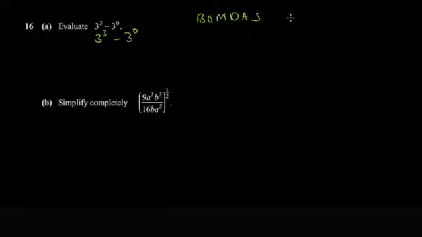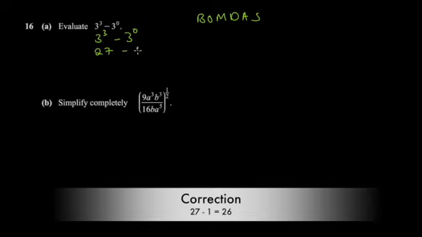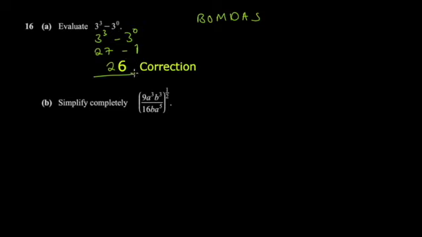What this simply means is that you simplify the brackets first and then do the orders. Orders simply means the powers. We don't have any brackets here, so we're supposed to do the powers. 3 to the power 3 is 27, and 3 to the power 0, any number to the power 0 other than 0, obviously, is equal to 1. So 27 minus 1, then you get 28.